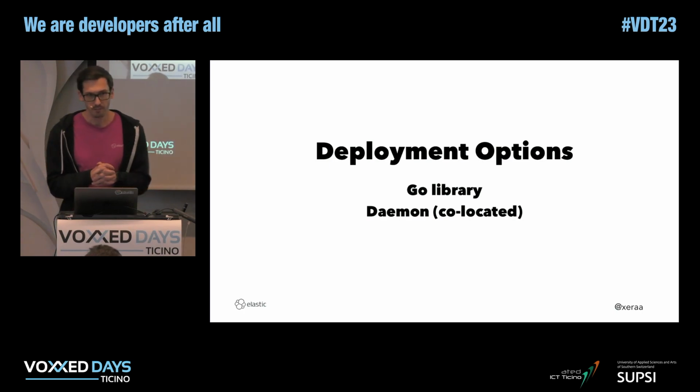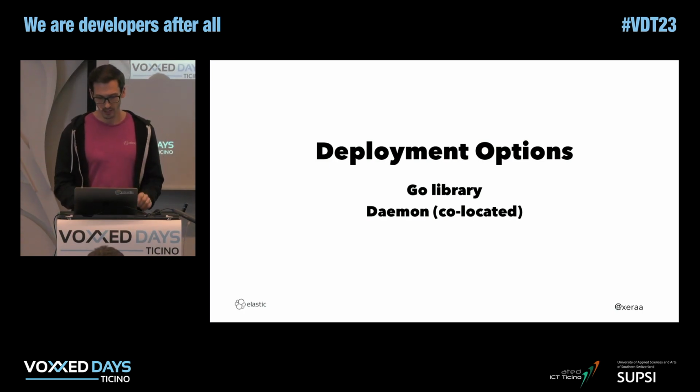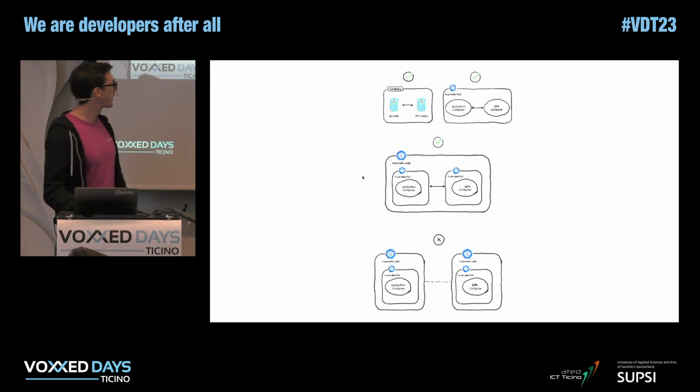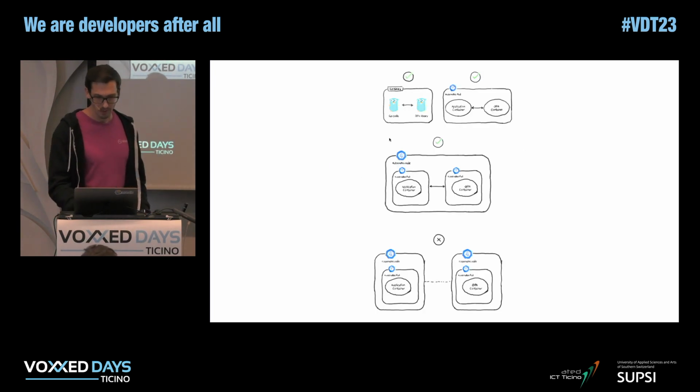How do you deploy this? You can either deploy it as a Go library in your own application, or you can use it as a daemon, though that daemon should ideally be co-located because otherwise you have this overhead from the network. So what that looks like is, and this is again super small, this is your Go code, and you have the OPA library combined as a library in your Go binary.